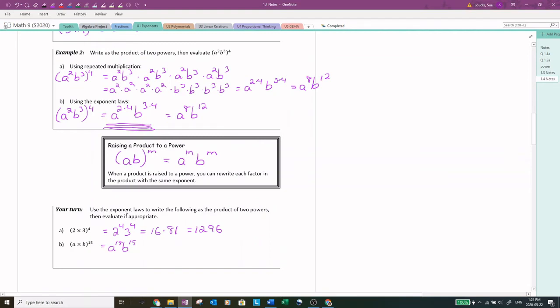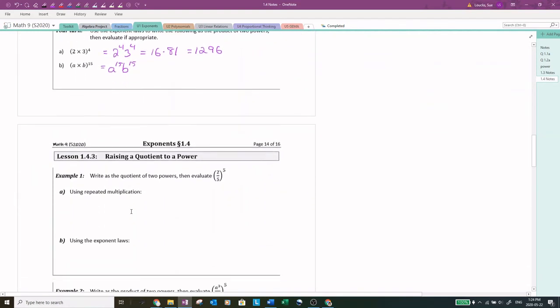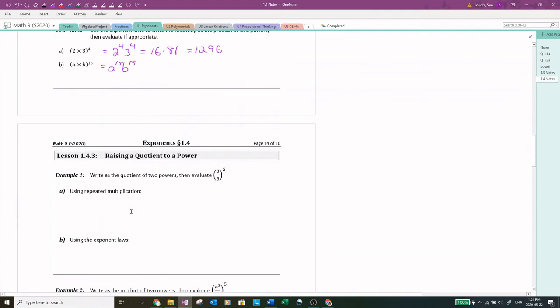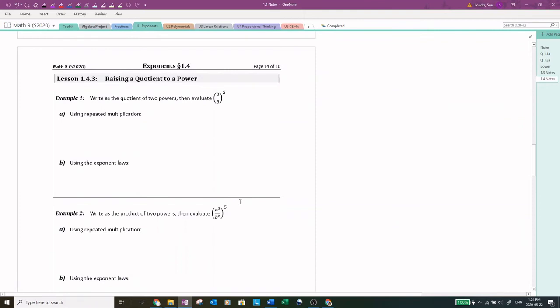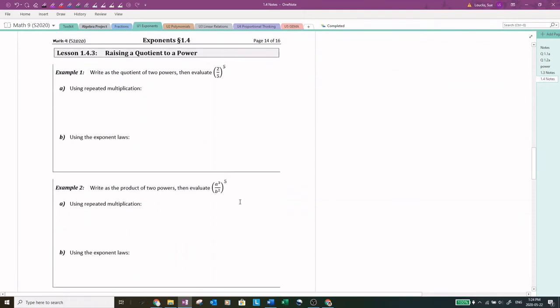All right, let's look at raising a quotient to a power. This is the last new concept here. We write as the quotient of two powers and then evaluate. So (2 over 5) to the power of 5.